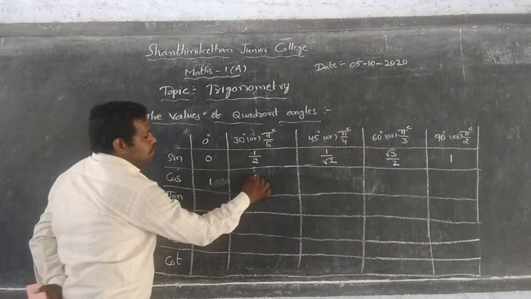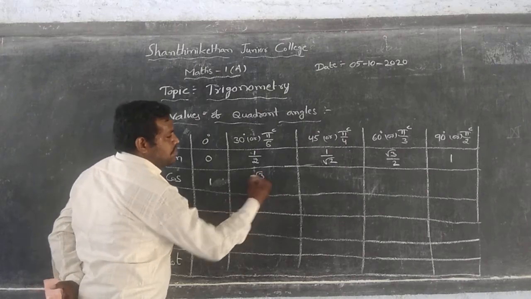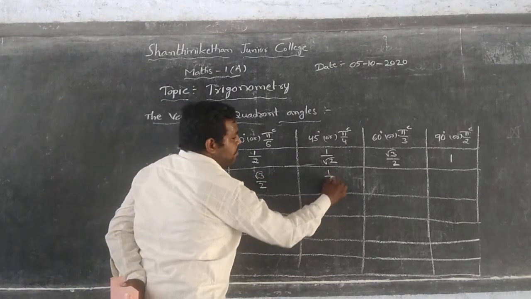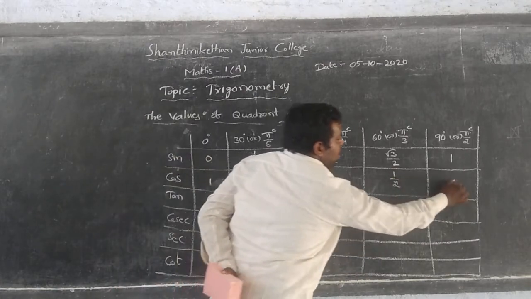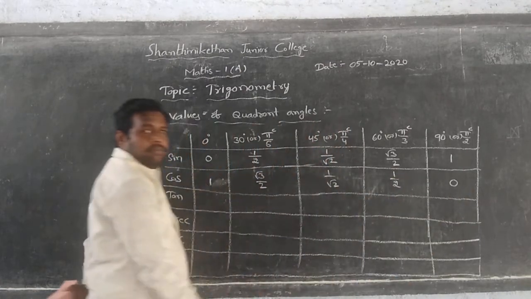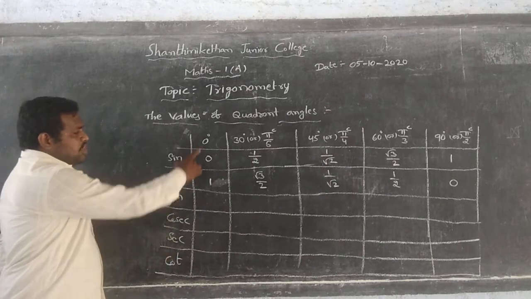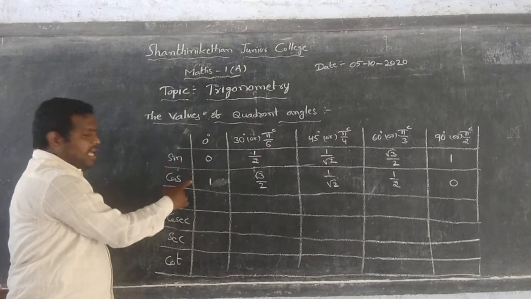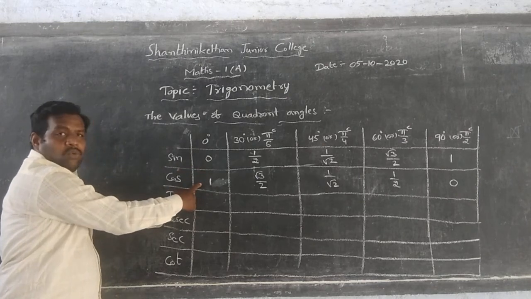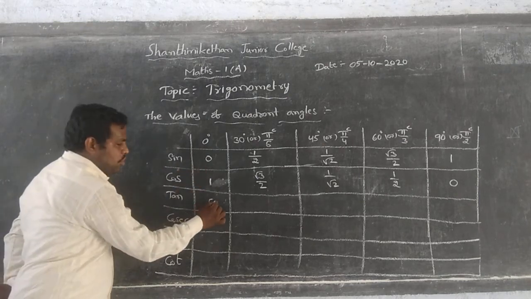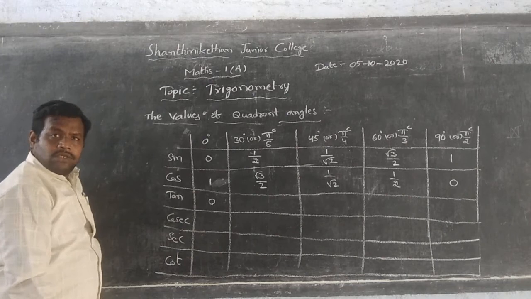Cos 30, root 3 by 2. Cos 45, 1 by root 2. Cos 60, 1 by 2. Cos 90, 0. Tan 0. Tan means sine by cos. What is the value of sine 0? 0. Cos 0 value is 1. 0 by 1, 0. 0 by something, 0.